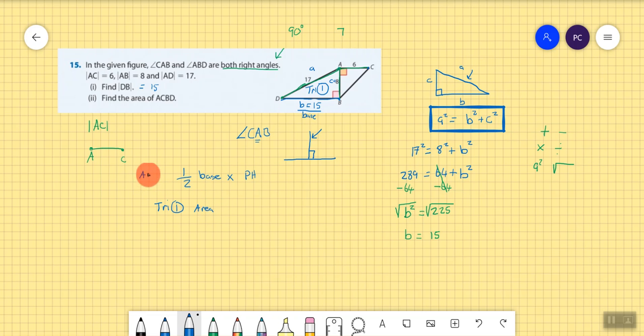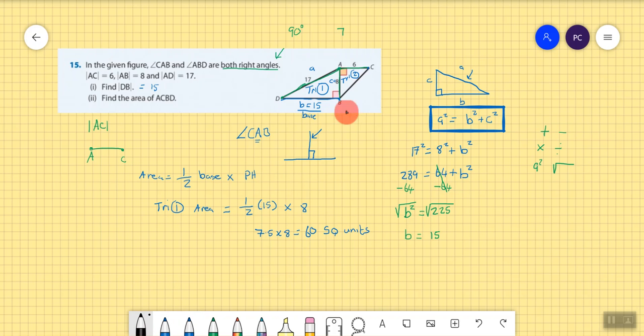The triangle 1's area is going to be equal to 1/2 of its base. Its base is 15, so it's half of 15 multiplied by the perpendicular height, which is 8. Half of 15 is 7.5, multiplied by 8, which is equal to 60. So it's equal to 60 square units. Area is always going to be in square units. So that's the area of triangle 1, and we'll call this triangle 2.